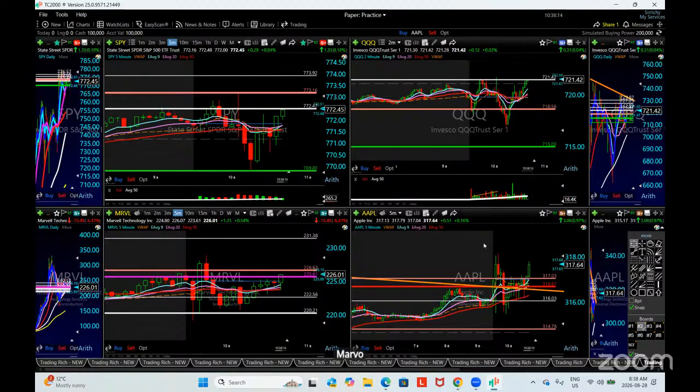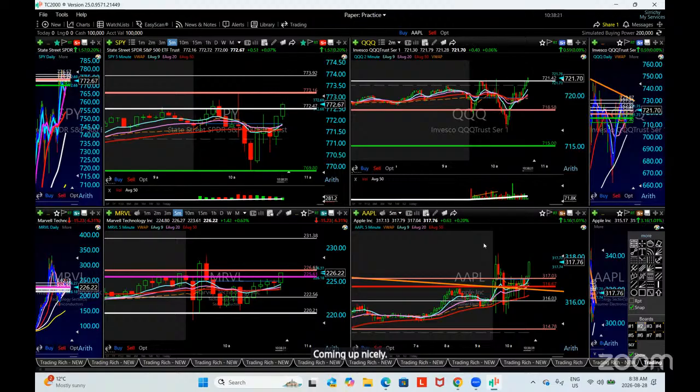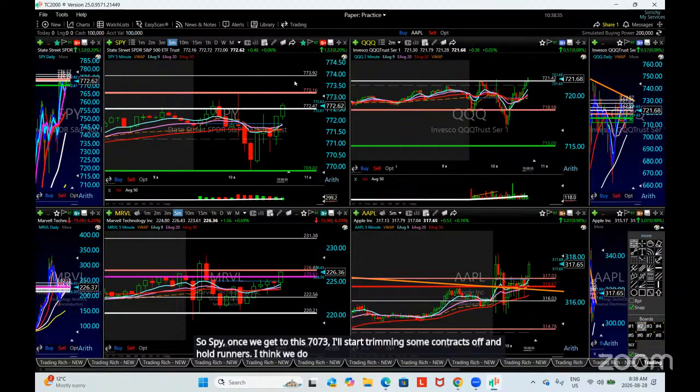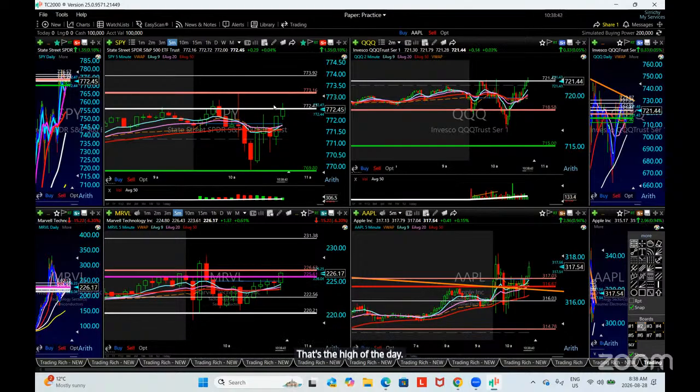Marvel is coming up nicely. Beautiful trade on SPY. Beautiful trade on this thing as well. So SPY, once we get to this 773, I'll start trimming some contracts and hold runners. I think the target here this morning is 776. That's the high of the day, expected move highs. So if we can get there, that's going to be nice. But I'll take profits along the way.